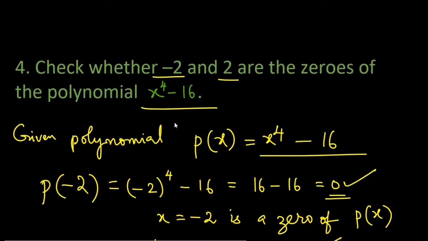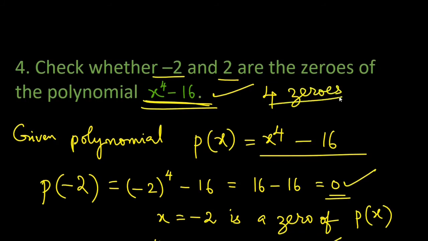So given p of x is x power 4 minus 16. This can have at most 4 zeros. Actually, it will have exactly 4 zeros, but they may not be real values. So it may have at most 4 real zeros. We have got 2 here.